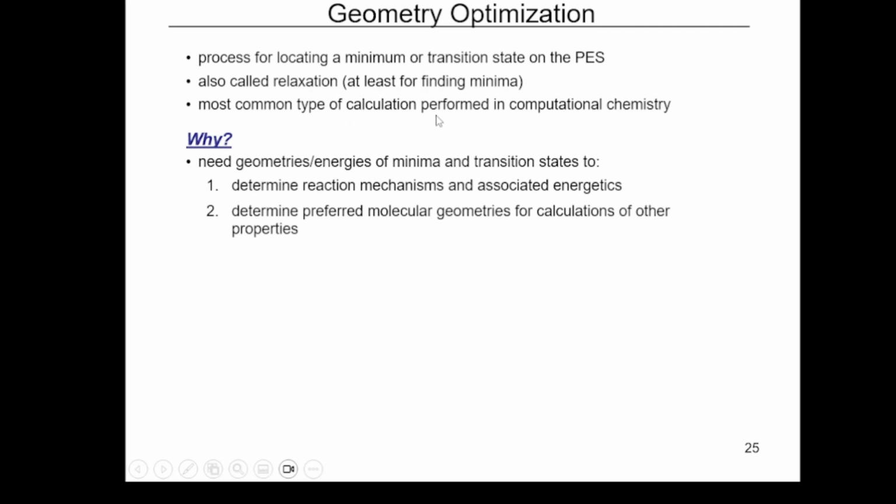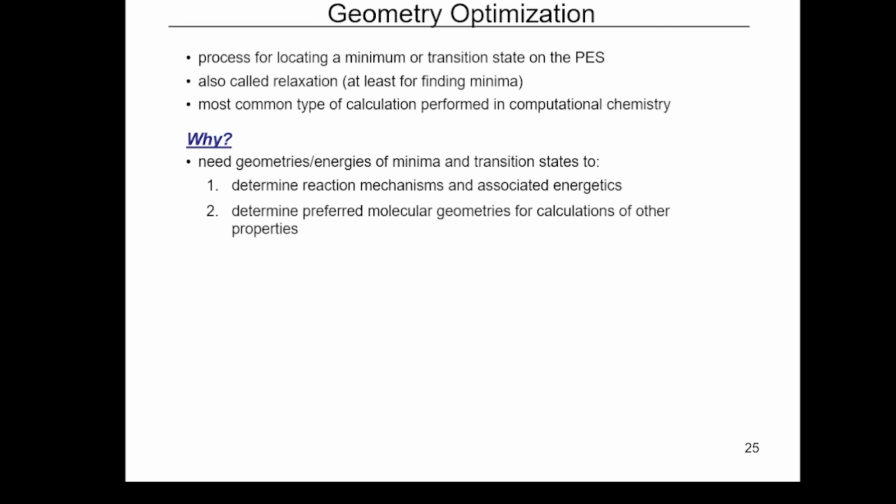It is the most common type of calculation performed in computational chemistry. No matter what system you work on, the first step is to optimize the structure. Why do we need to optimize? Because every person has a different way of drawing the structure in computational software. The structure I draw for a molecule may be different from the structure you draw. So if the structure I draw is different from the structure that you draw, the properties calculated on my structure will be different from the properties calculated on yours.